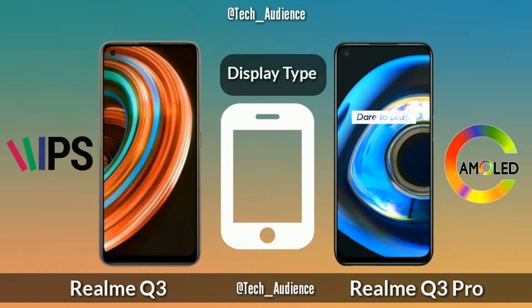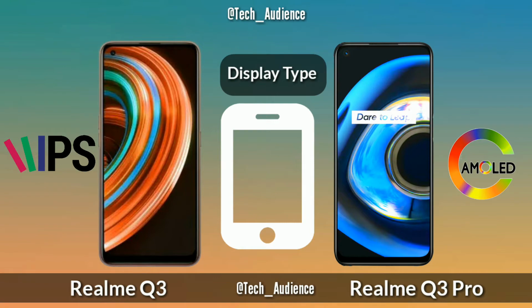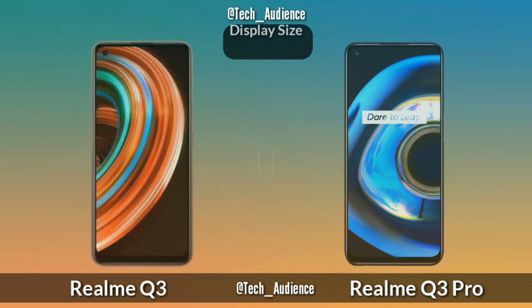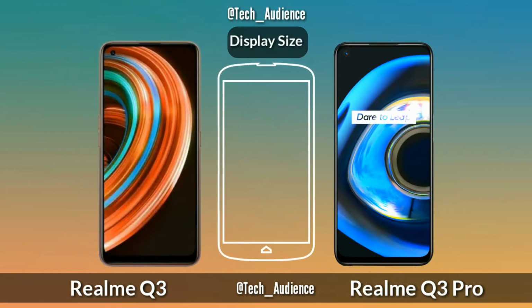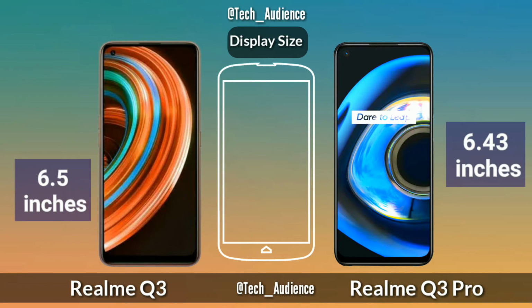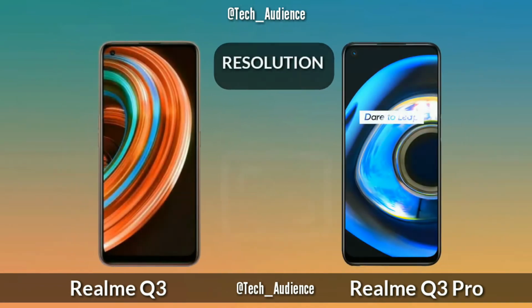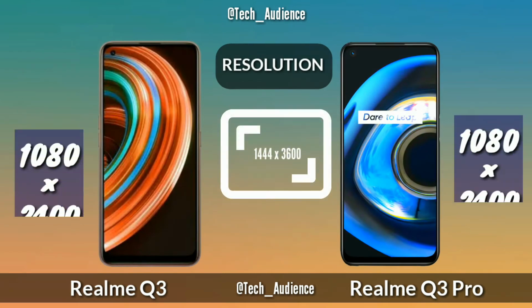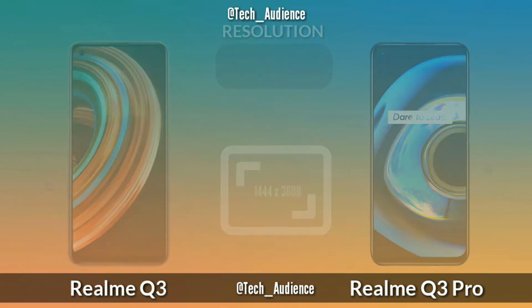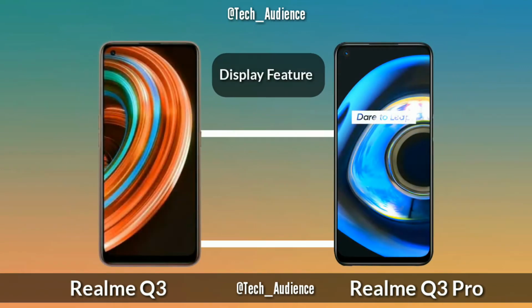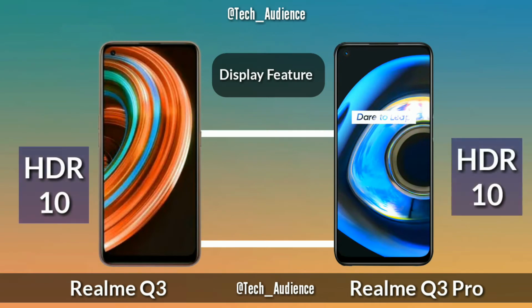Display type: the Realme Q3 has IPS LCD panel while the Q3 Pro has Super AMOLED panel. Display size: the Realme Q3 has 6.5 inches while the Realme Q3 Pro has a 6.43 inches display. Resolution: both the Q3 and Q3 Pro have 1080 by 2400 pixels. Display features: the Realme Q3 and the Realme Q3 Pro both devices have HDR10 content support.